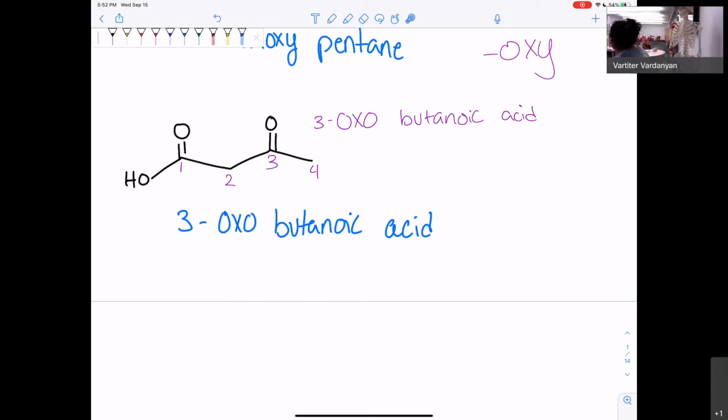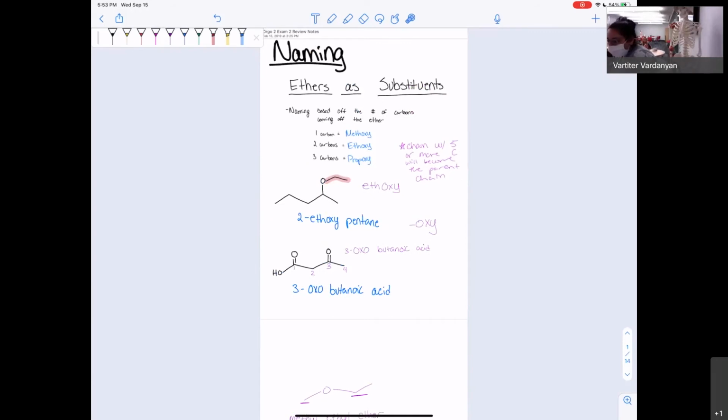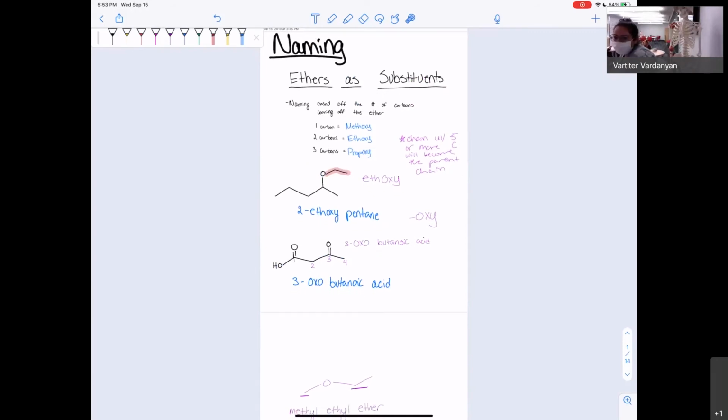Yes, Leah. So the 3 is because there's 3 oxygens? No, the 3 is because the ketone is on carbon 3. So this would be carbon number 1. This would be carbon number 2. This is carbon number 3. And we're basically using oxo as a replacement name for the ketone. So we're saying at carbon 3, we have a ketone, and then we have a butanoic acid. Okay. Was that also your question? Yeah. Okay. So I'll zoom all the way out in case anyone wants to take a picture or anything. Ta-da.